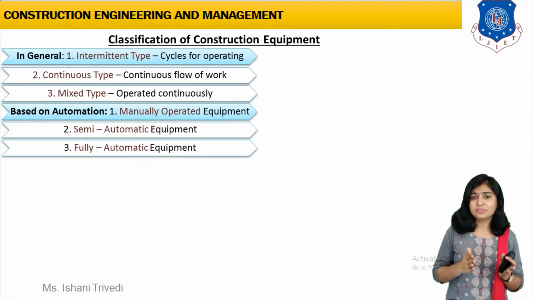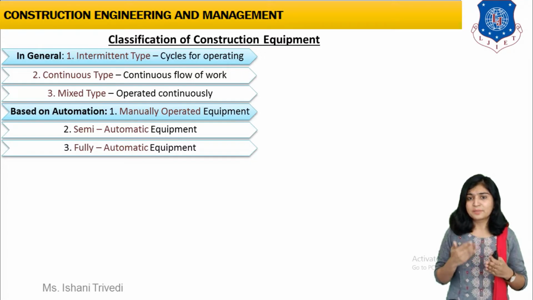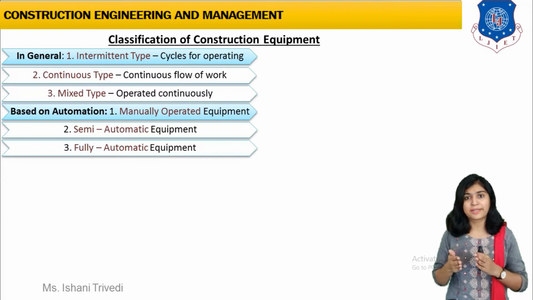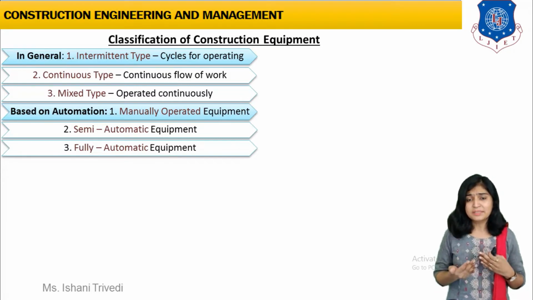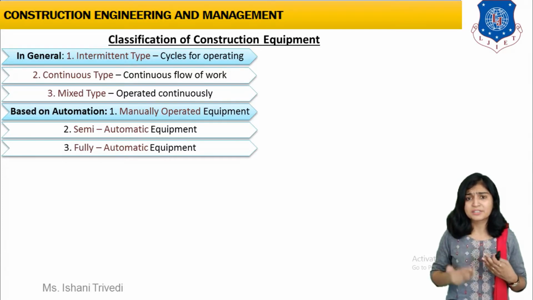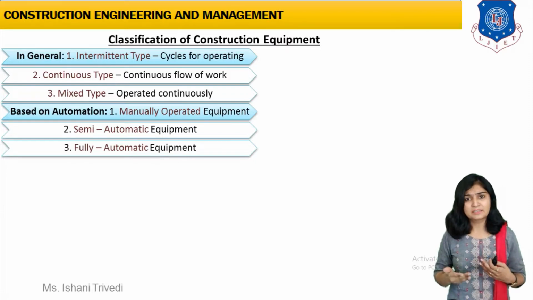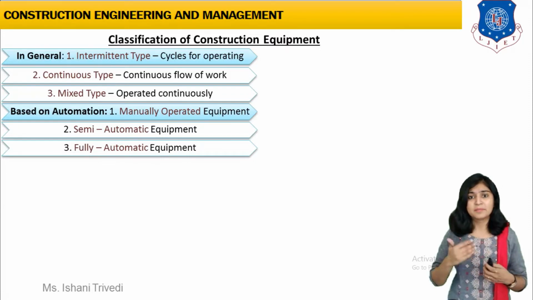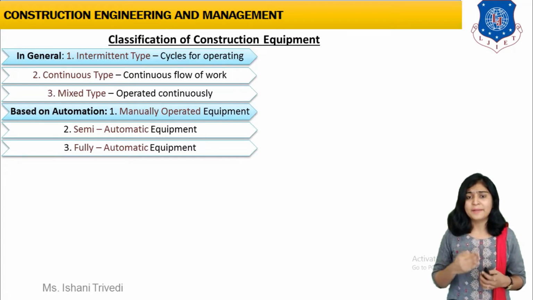For the continuous type, concrete is constantly manufactured and simultaneously placed on the site, and this is done throughout the working period. While in intermittent type, batches of concrete are prepared, and placing work is done as the batches are prepared, but it is based on the operating cycles. So this is how you can classify the intermittent type and continuous type of equipment.